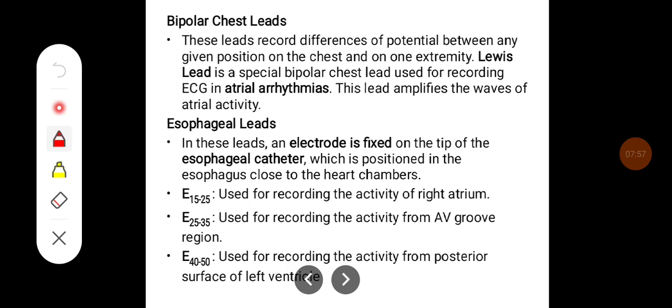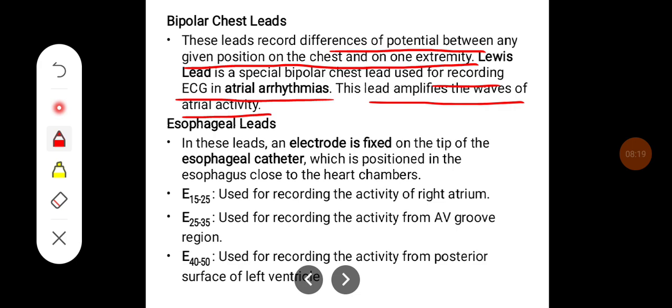Bipolar chest leads record the differences of potential between any given position on the chest and one extremity. Lewis lead is a special bipolar chest lead that is used for recording the ECG in atrial arrhythmias. So this lead amplifies the waves of atrial activity.